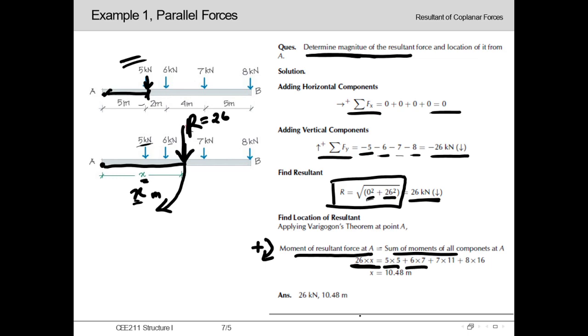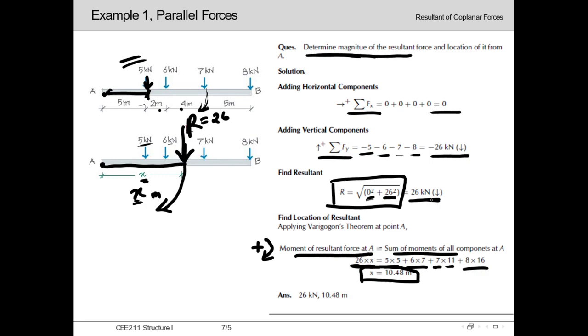6 into 7. For 7 it is 5 plus 2 plus 4, and it will give rotation in clockwise direction. It will also be positive. 7 into 11. And for 8 it will be 8 into 5 plus 2, 7 plus 4, 11 plus 5, 16. So 8 into 16. From here we can see that the value of x is unknown. We can get the value of x equal to 10.48 meter.